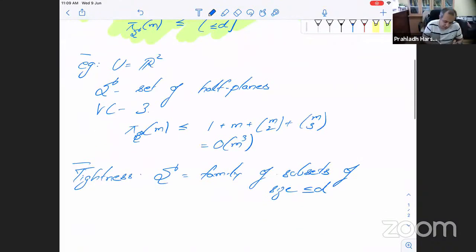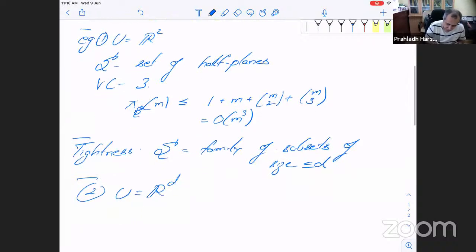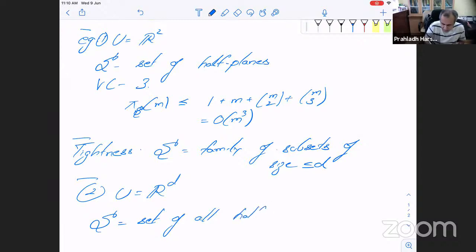So what you're asking is the following. This is example 1. Example 2 is U is R to the D. Let's do this. And S is the set of all half planes. Let's still call it half planes. That is, take a hyperplane and everything to one side of it.